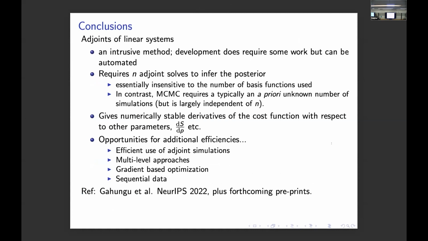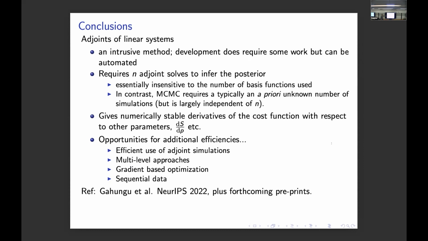Okay, so I think I've said most of the points. This is an intrusive method. It does require some work, but fairly minimal work in some sense. You don't have to spend a long time fiddling around, getting an MCMC scheme to converge, tuning it. You just need to be able to solve this adjoint system. The cost grows with the number of data points. So if you have millions of data points, this is not likely to be a winning approach. But if you have hundreds or thousands of data points, it might well be a cost-effective way of doing things.